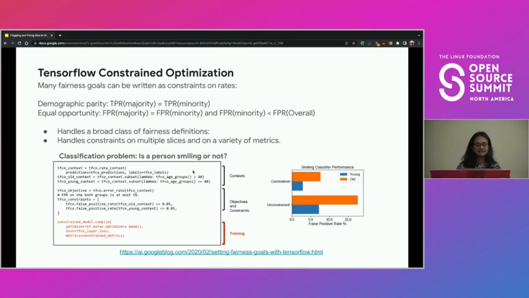On your right, you can see that you're trying to train a classifier, which essentially predicts whether a person is smiling or not. And without constraints, you can see that it oftentimes thinks that old people are not smiling, or their false positive rates are higher. And then with the constraints added, you can see that the gap reduces and the overall false positive rate for both the groups also reduces.